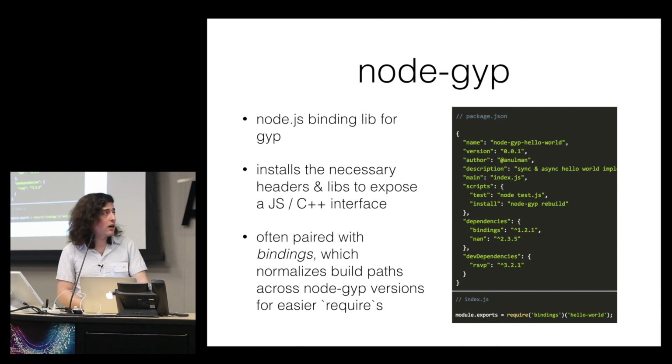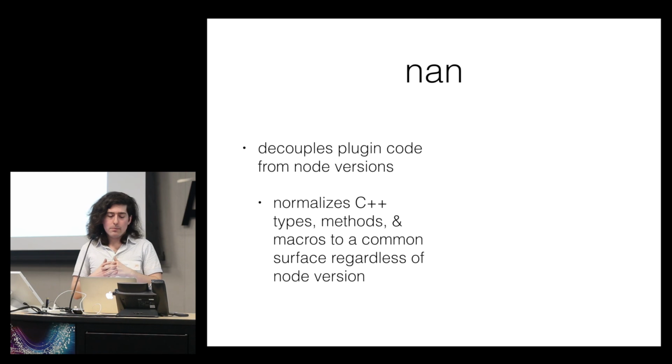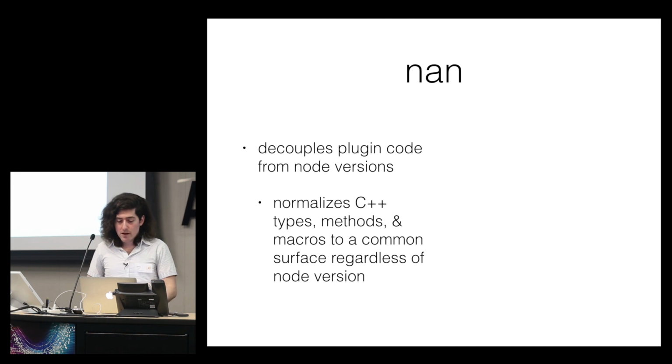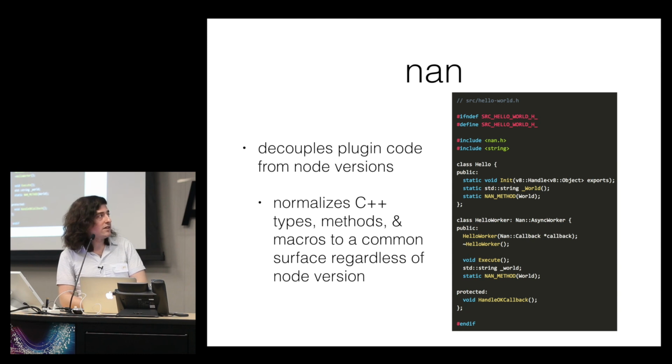The other dependency you see there is nan, and that is a plugin that decouples your plugin's code from Node versions as well. So this full system of GYP, node-gyp, and nan makes your plugin code resilient to changes within the Node ecosystem over time. Nan will then normalize your C++ types and your methods, and offers you some macros to give you a common surface regardless of if you're working back to Node 0.12 or you're on something more recent like Node 6 or 7.